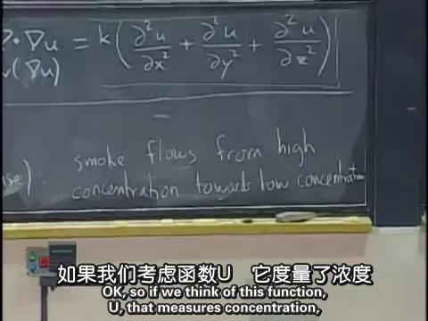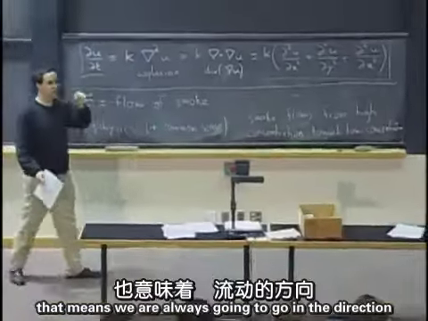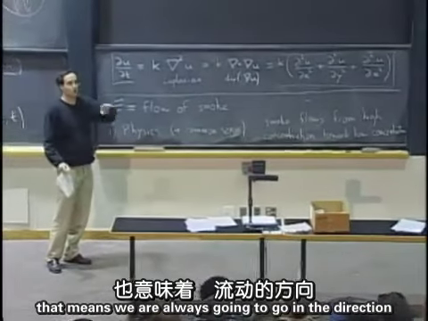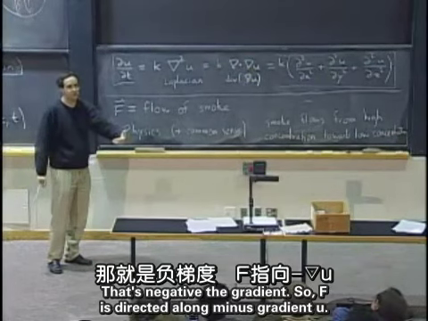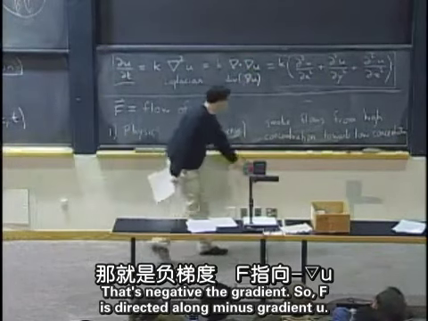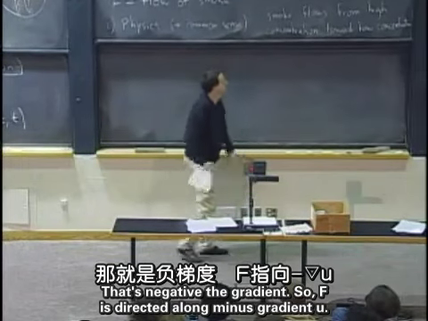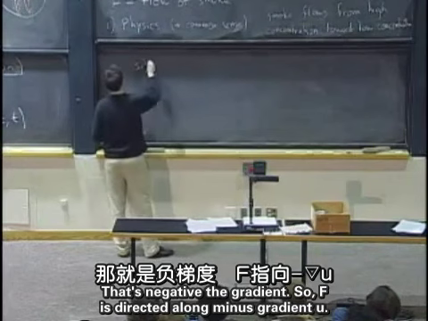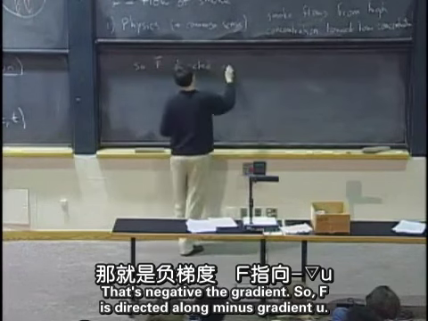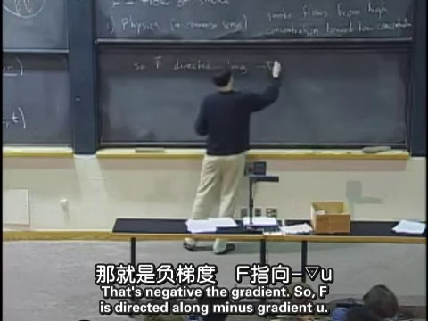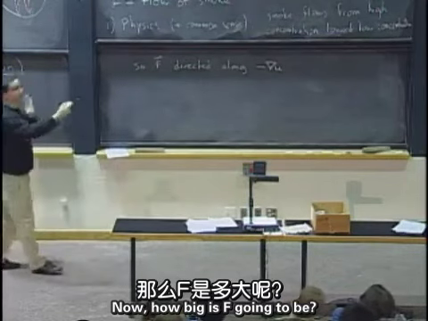Okay, so if we think of this function u that measures concentration, that means we are always going to go in the direction where the concentration decreases the fastest. Well, what's that? That's negative the gradient. So F is directed along minus gradient u. Now, how big is F going to be?